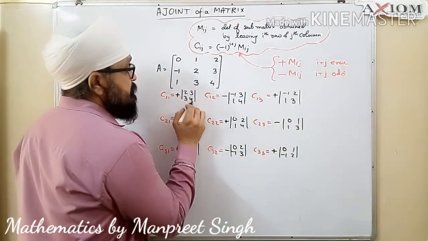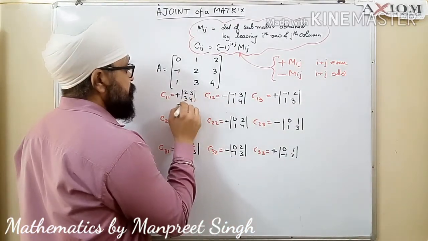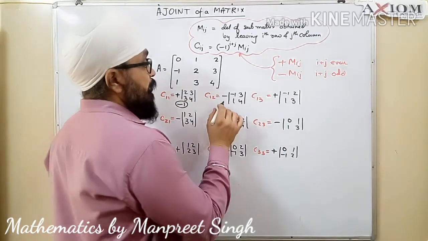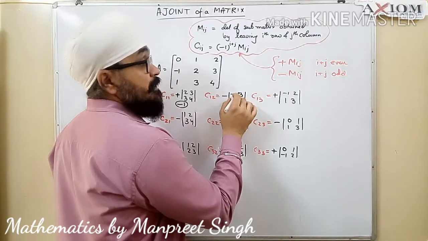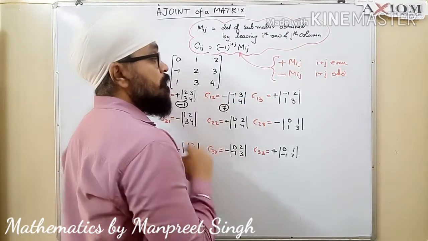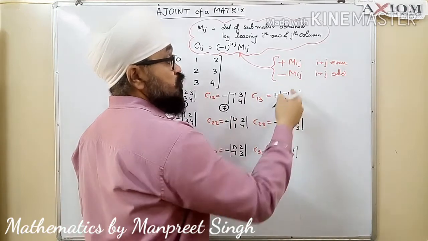कोफैक्टर्स निकालने के लिए मैं यहीं पे solve कर लेता हूं। This is 8 minus 9, which is -1. Clear? मैं इसके ऊपर एक सर्कल खींच रहा हूं ताकि हम लोग identify कर पाए। This is -4 minus 3 is -7, but already the minus sign is there, so +7. Then we have -3 minus 2, which is -5.